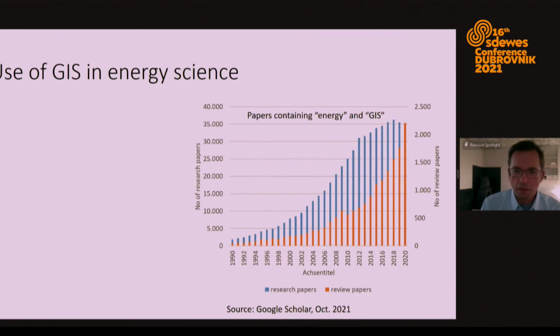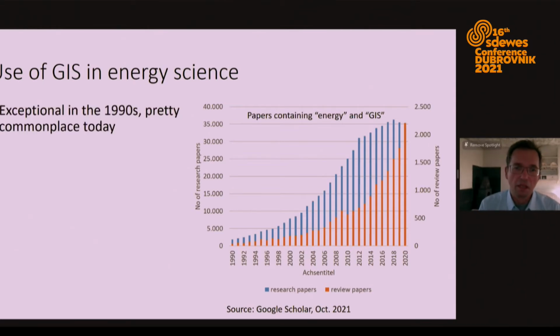So if we look at the academic activity related to GIS of the last 30 years, I tried to search for all papers that contain energy and GIS on Google Scholar recently. And while in the 1990s there were, let's say, 3 papers related to these 2 terms published every day, it is now about 100. And that, of course, makes it really difficult to catch up and to follow the activities. So this shows the increasing number of research papers. There's also an increasing number of review papers, and that's the right axis, which keeps on steadily growing. What we see is that while using GIS for energy was pretty exceptional in the 1990s, it is commonplace today.